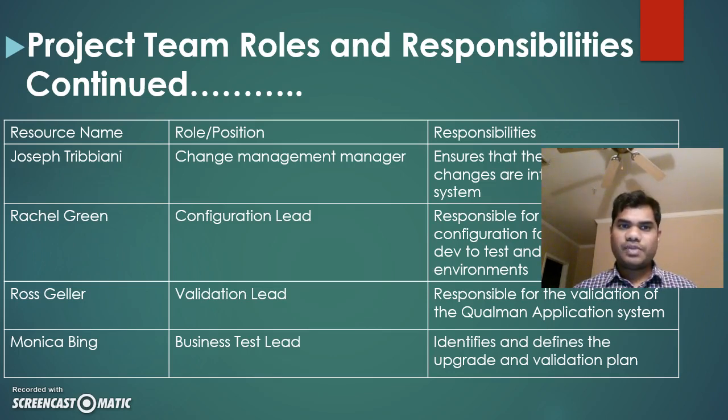Okay, then the same slide is being continued. Here Joseph Pribiani is a change management manager, and he will make sure that all the necessary changes that have been introduced in the system are tracked. Rachel Green will be the configuration lead, and she will make sure that the configuration is done properly. And Ross Geller is the validation lead, and he will be responsible for the validation of this Qualman application system version 6.0.